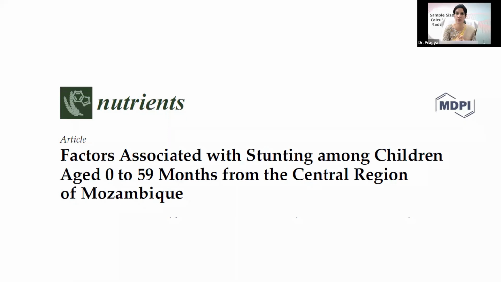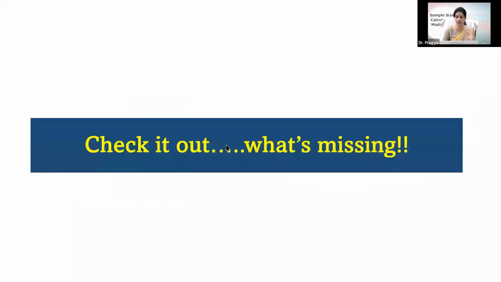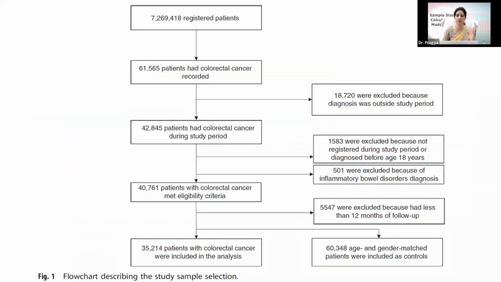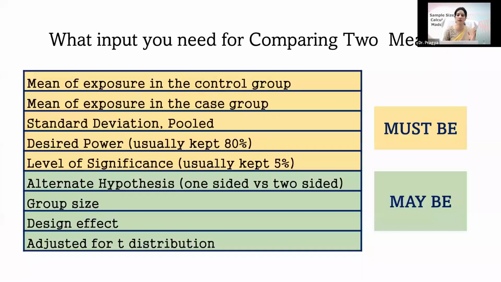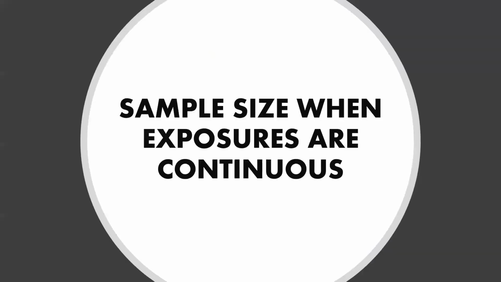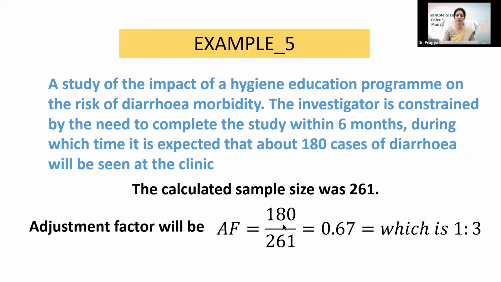Manisha, you also raised your hand. Yes, ma'am. I wanted to ask how to decide on the case control ratio. That portion was not clear to me. That ratio depends on the adjustment factor. You have calculated the required sample size using a formula, right? If I go back to the slide which I have shown you, that author required 261 samples and he had only 180.